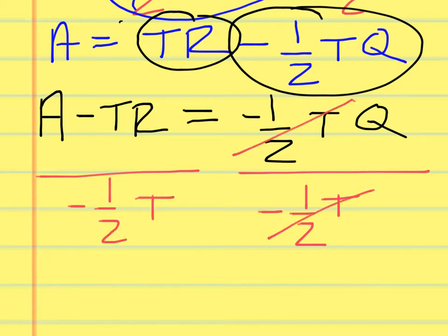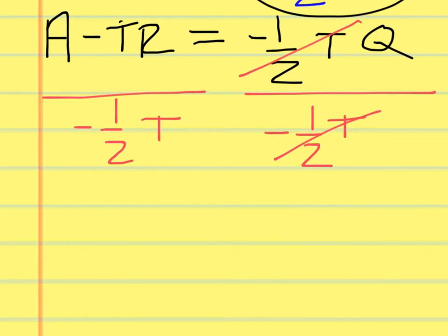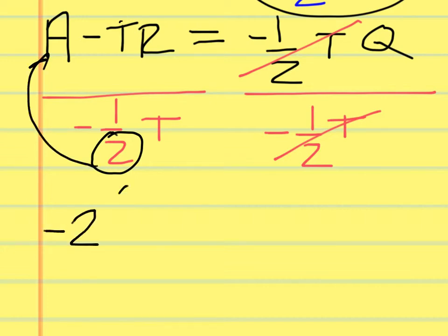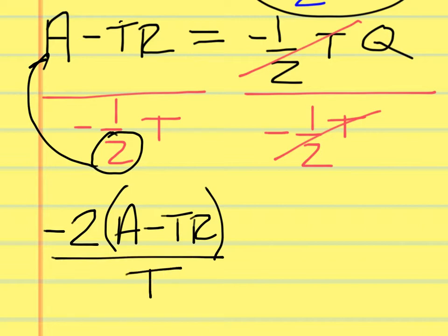And those cancel out on the right. But on the left, we can't leave a fraction in a denominator. That's not going to happen. Whenever you have a fraction in a denominator, you can flip it and then multiply. If I flip a negative 1/2, I end up with a negative 2. So whatever's on the bottom of this fraction ends up on the top here. So you can make it negative 2 times the quantity a minus tr. And on the bottom, you just have a t. And all of this is equivalent to q.